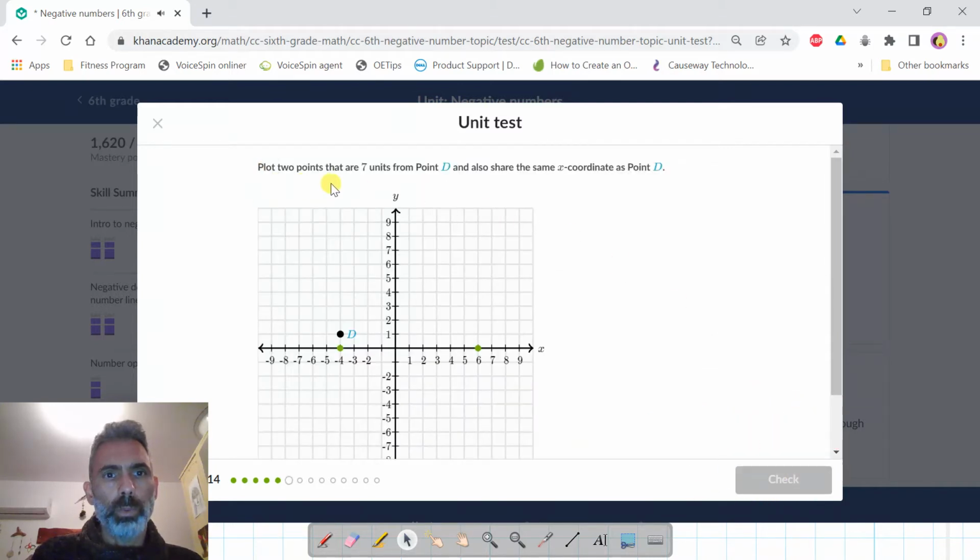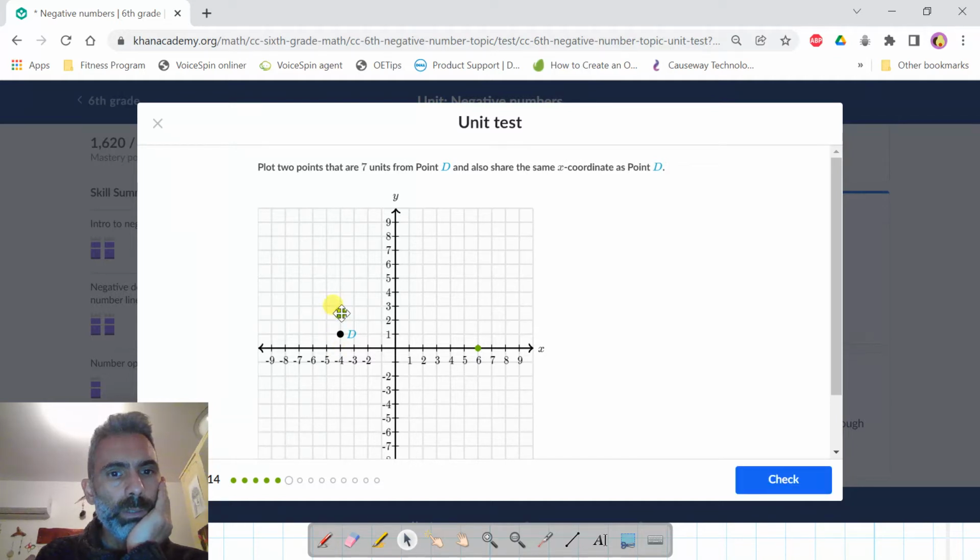Okay, plot 2 points that are 7 units from point D and also share the same x-coordinate as point D. Okay. Same x-coordinate as point D. Okay, so point D has an x-coordinate of -4.